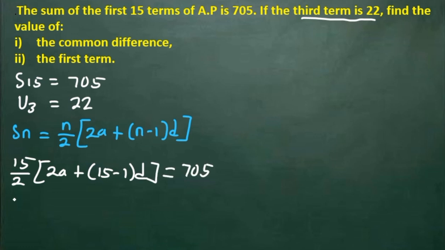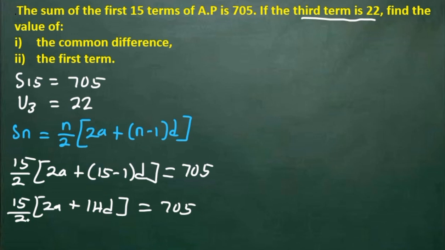705. So this will be 15 divided by 2, and this will be 2a. 15 minus 1 will give us 14, and 14 times d will give us 14d. So this will be 14d equals 705. Okay, so let's expand this bracket. Expanding that bracket, we are going to have 15 divided by 2 times 2a.